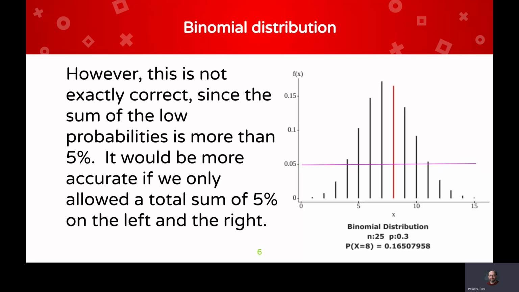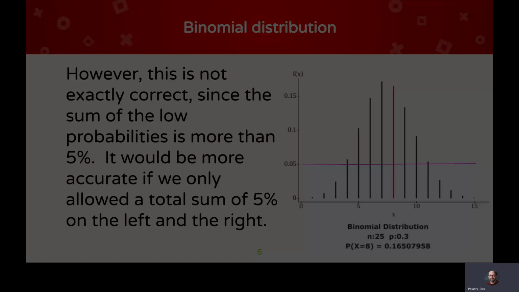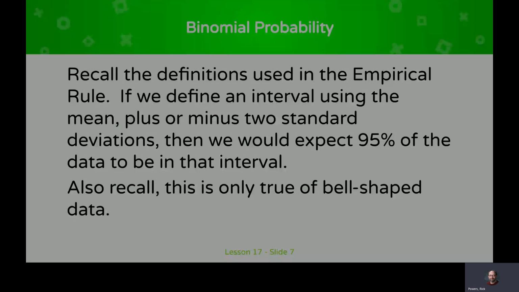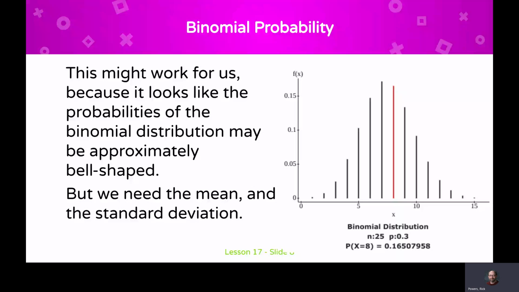Recall the definitions used in the empirical rule. If we define an interval using the mean plus or minus 2 standard deviations, then we would expect 95% of the data to be in that interval. Also recall this is only true of bell-shaped data. This might work for us because it looks like the probabilities of the binomial distribution may be approximately bell-shaped. But we need the mean and the standard deviation.